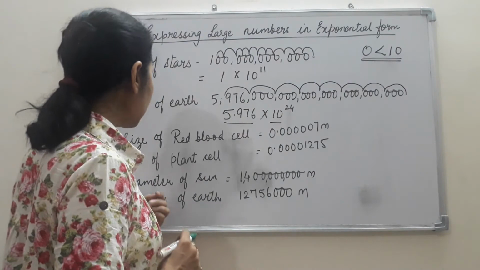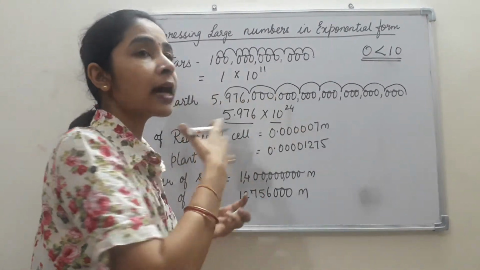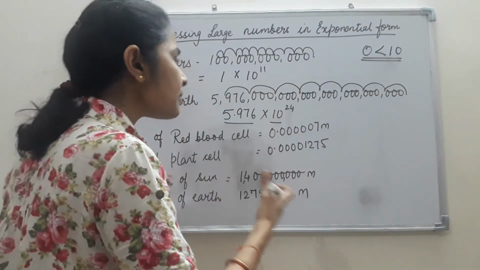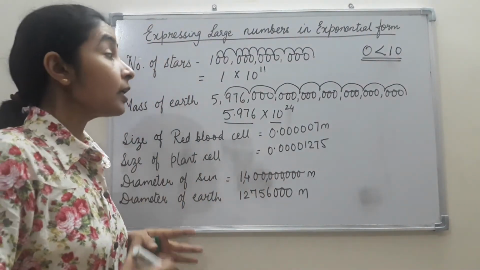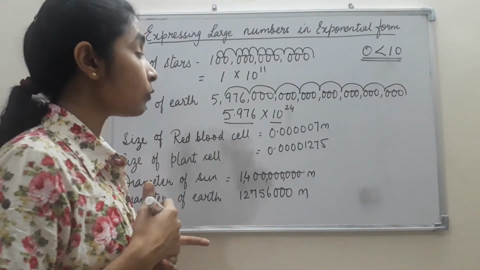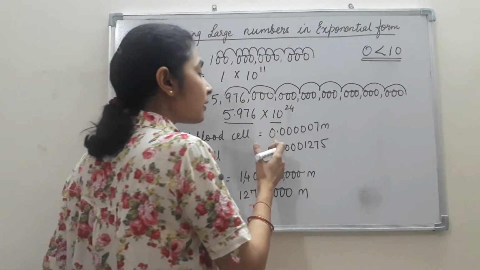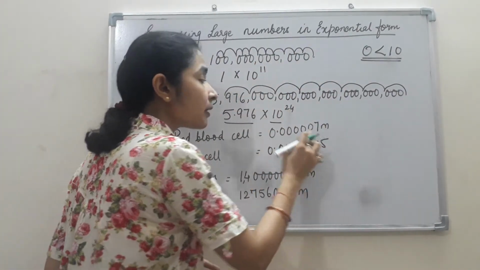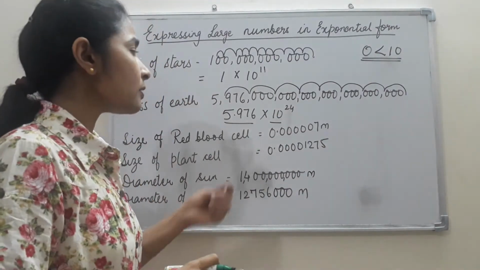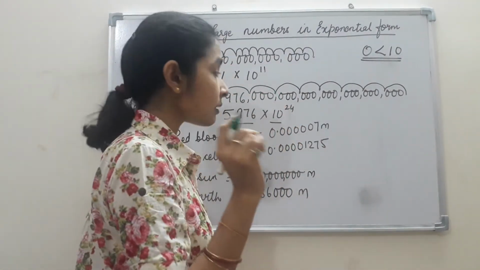Now suppose these numbers which we studied were large numbers. Sometimes the numbers are small and they are in decimal. In those cases, how do we express it in the standard form? Again the same thing. In the standard form, the number should be greater than 0 and less than 10. Now this number is less than 10. So what will I do to express it in the simplest form?